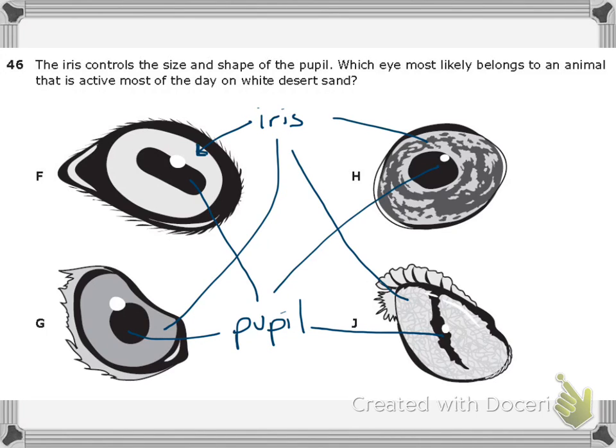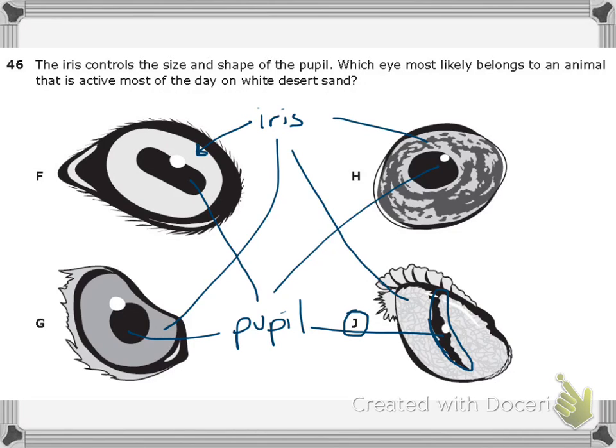So if we look at our answer choices, F, G, and H all have fairly large pupils, but answer choice J, which is our correct answer, has an extremely skinny pupil, and it only lets a little bit of light through. And if you notice, it looks a lot like some sort of lizard's eye, and lizards you would find in a desert area. That whole pupil shape is only to restrict the amount of light that comes through it.